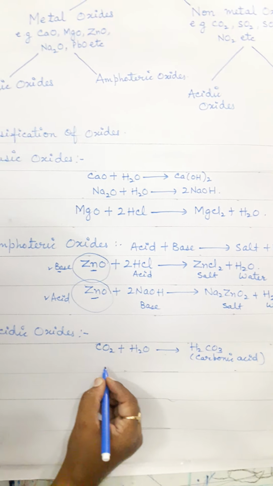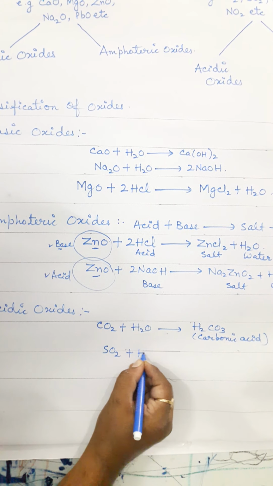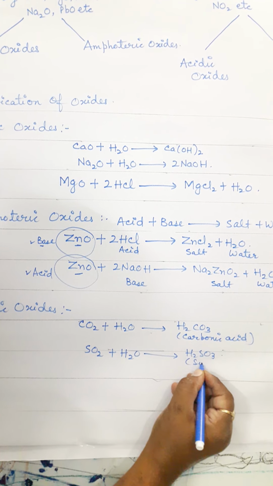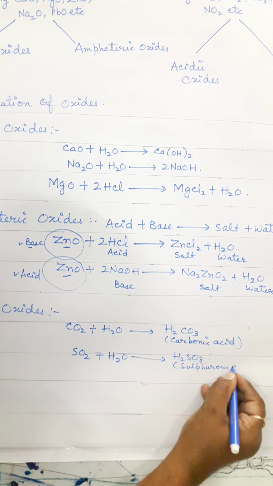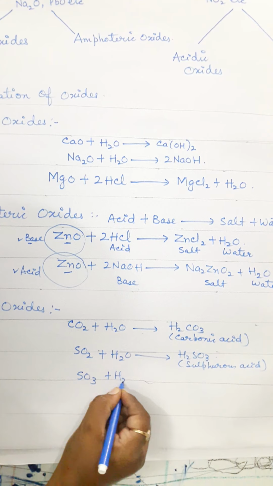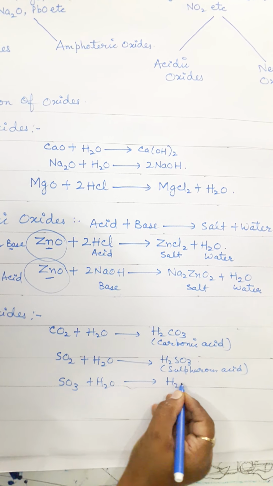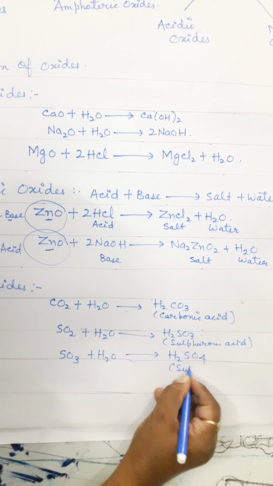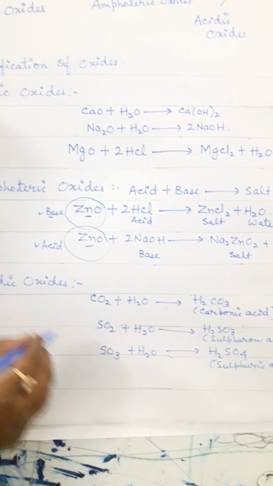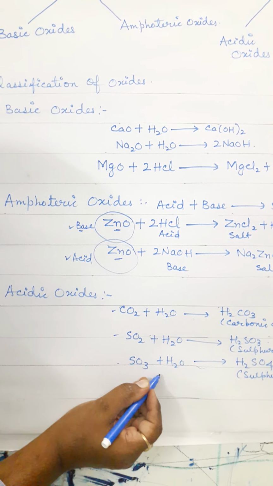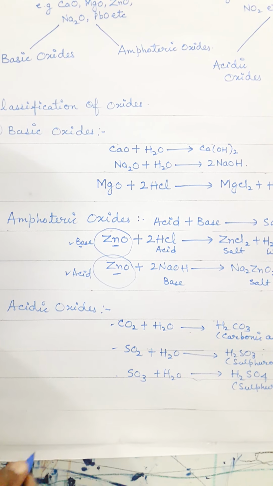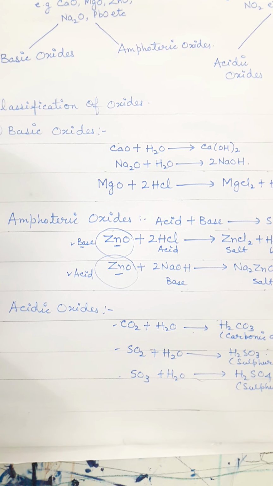Let us take another example. SO2, which is sulfur dioxide, dissolves in water to form H2SO3, which is sulfurous acid. Let's take one more example. SO3, when dissolved in water, forms H2SO4, which is sulfuric acid. So remember, all those non-metallic oxides which dissolve in water to form acids are called acidic oxides. Examples are carbon dioxide, sulfur trioxide, phosphorus pentoxide, etc.